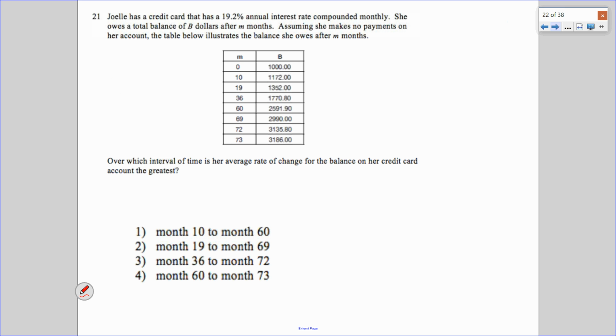Joel has a credit card that has a 19.2% annual interest rate, sometimes monthly. Maybe they're trying to scare you guys to not have credit cards, or at least pay your balance in full. But that's besides the point. It's a lot of money. She owes a total balance of B dollars after M months. Assuming she makes no payments on her account, the table below illustrates the balance she owes after M months. Over which interval of time is her average rate of change for the balance on her credit card account greatest?